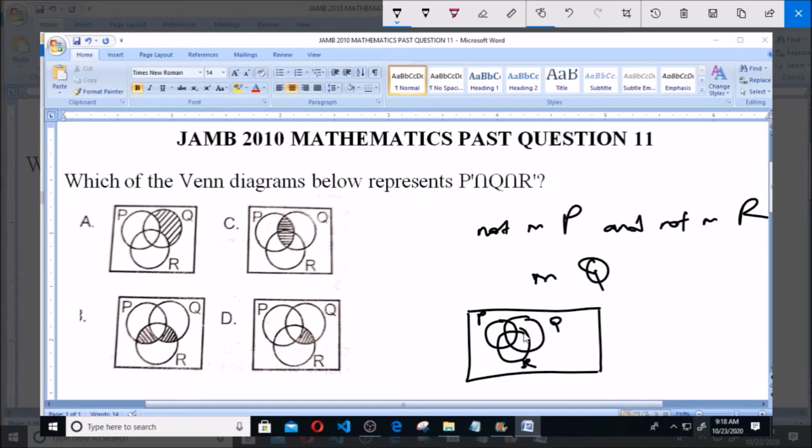Now, any part of Q that intersects with P must not be shaded, and any part of Q that intersects with R must not be shaded. Why? Because the question is telling us that this content is not in P and R, so therefore any part of Q that intersects with P and R will not be shaded. So the only shaded part can be what? The part that is outside P and R, which is this side. And if you look at this, you see that option A corresponds to the shaded area. So therefore option A is the correct answer to this question.